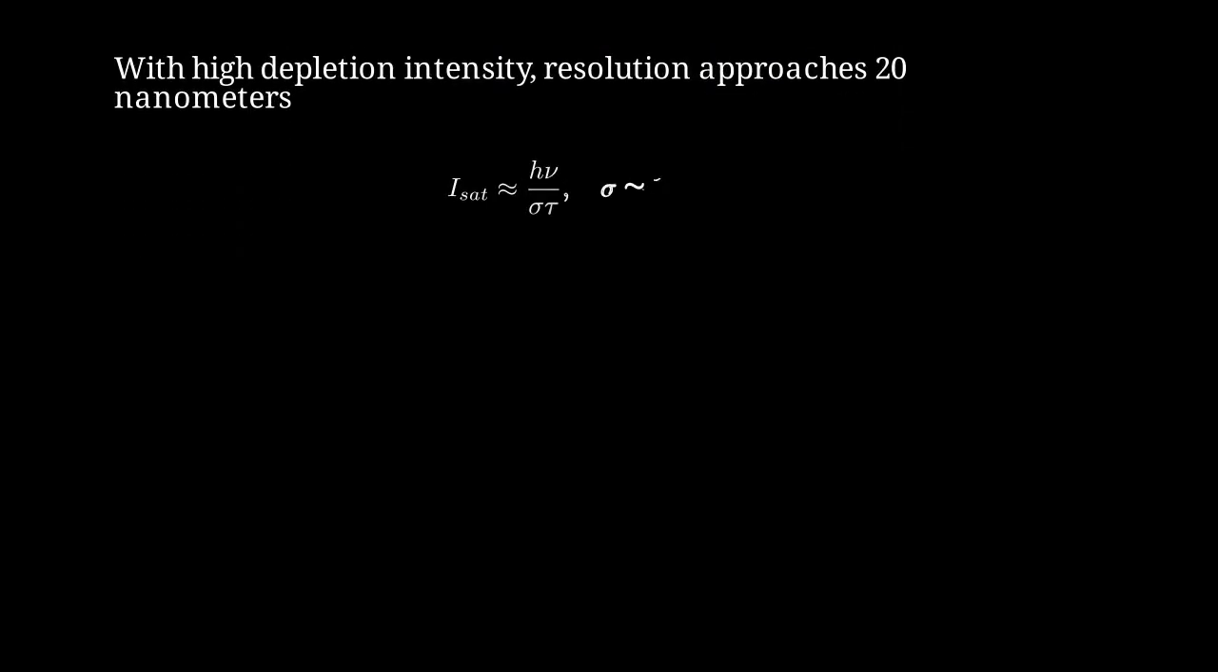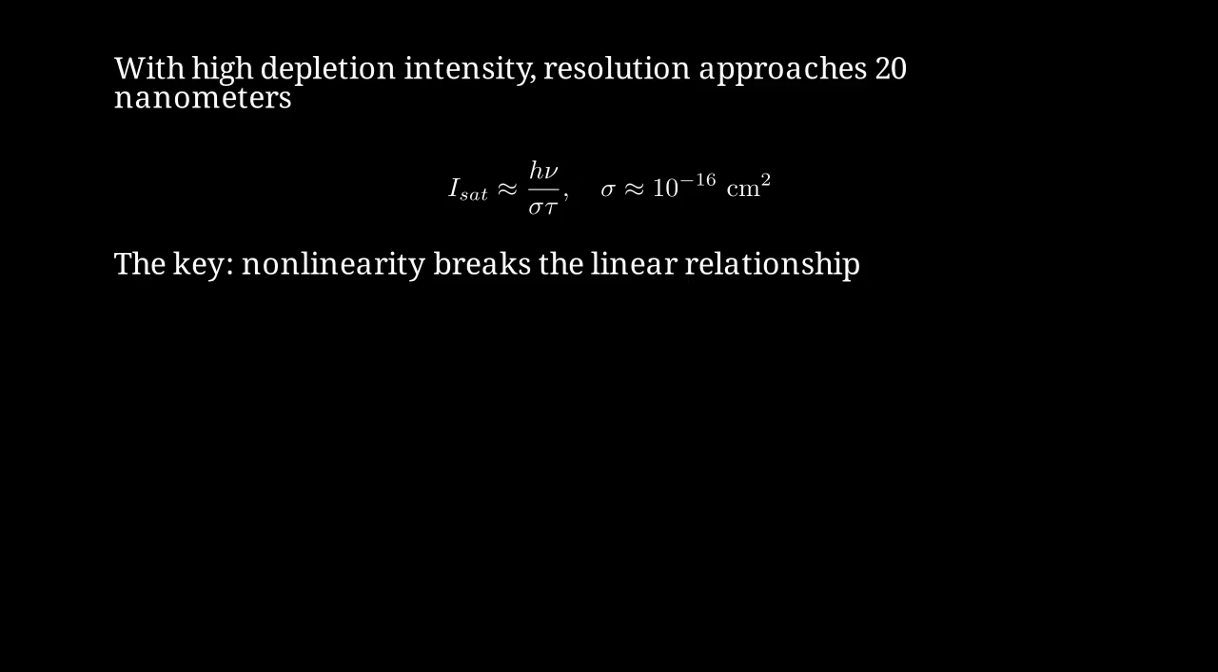The saturation intensity depends on photon energy, fluorophore cross-section sigma around 10 to the minus 16 square centimeters, and excited state lifetime tau. The crucial insight is that stimulated emission introduces a nonlinear relationship between intensity and fluorescence, allowing us to confine emission to an arbitrarily small volume.